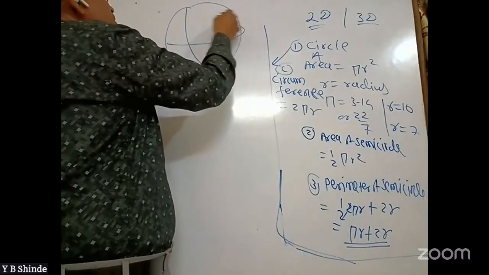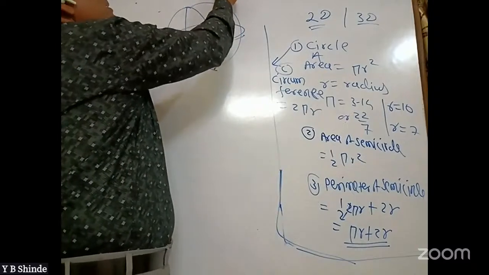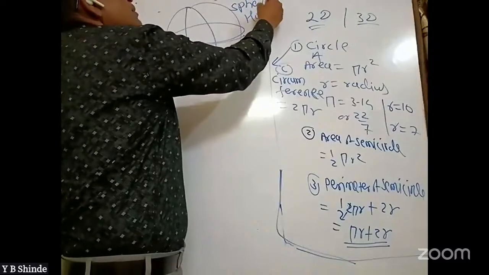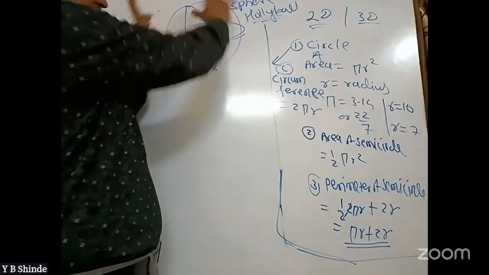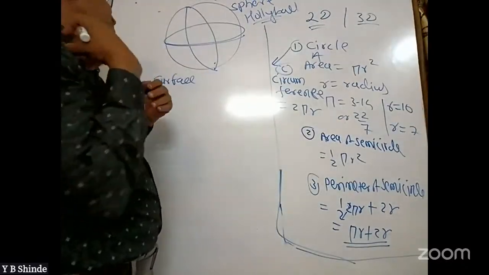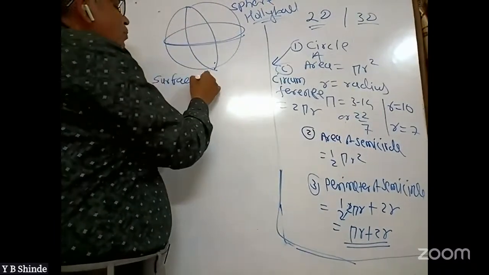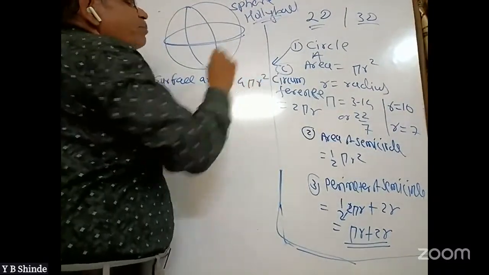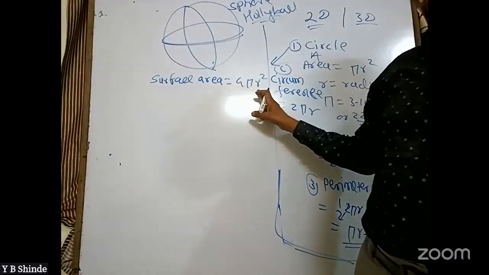Three-dimensional diagram, sphere. This is related with the circle. 3D sphere, like a volleyball. So what is its surface area? If you find the surface area of sphere, it will have the formula. What is the surface area of sphere? 4 pi r square. Very important thing. Surface area of sphere as a formula, 4 times pi r square.